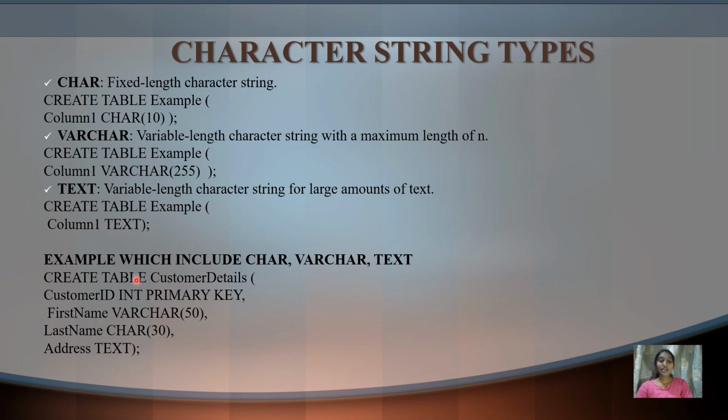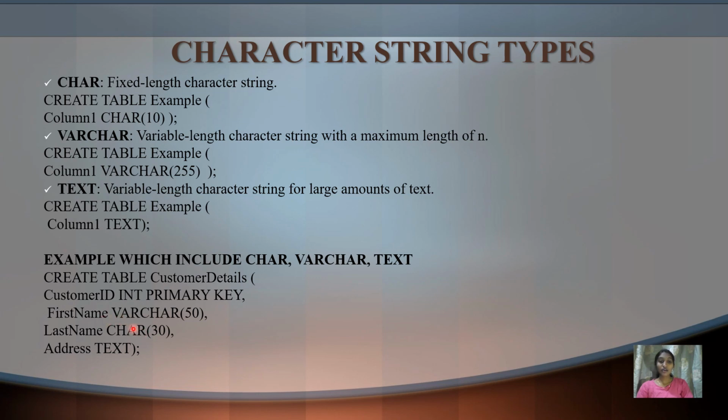So here is the example which includes all the three data types, that is char, varchar and text. Create a table customer details. We are creating a table of customer details. Customer ID is with the data type called int, because customer ID we enter with numbers. So if we enter the values as all numbers, we give a data type called int.